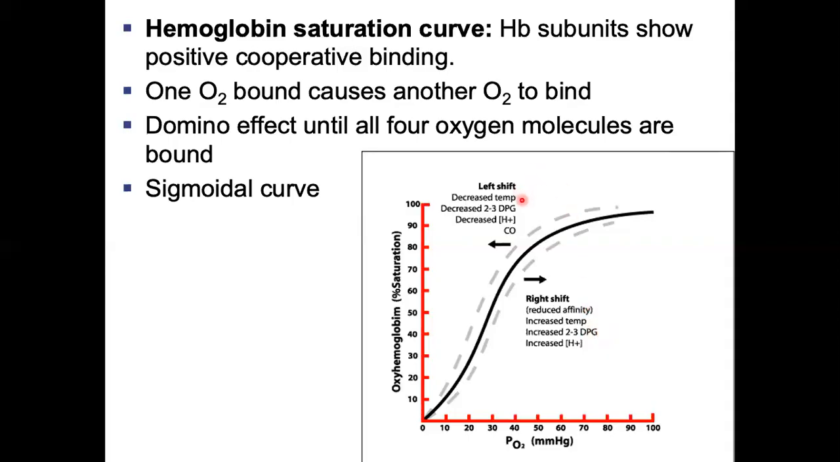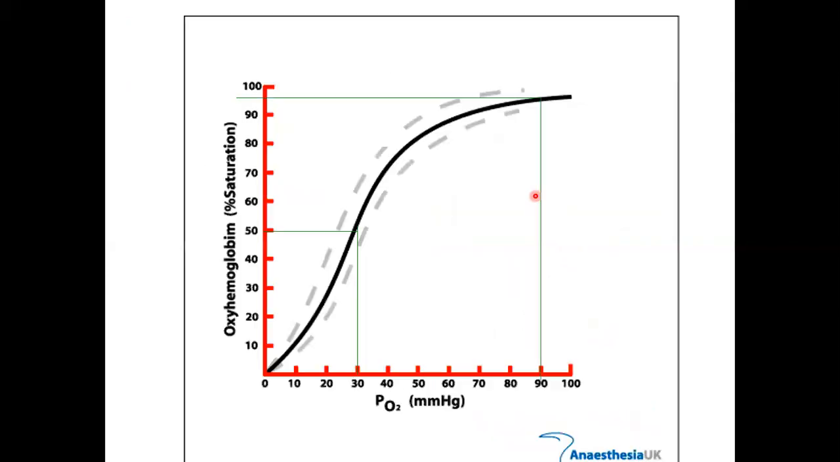A left shift would be increased affinity, right? So hemoglobin has a higher affinity or likes oxygen more. That would be when temperature is lower, when you have less CO2, so less protons or less acid, and less of a metabolic intermediate. Okay, so see if you can rationalize that or think through that. This is a really tough concept, but if you understand this now, it is going to serve you well in your professional programs. And we'll talk about it, of course.